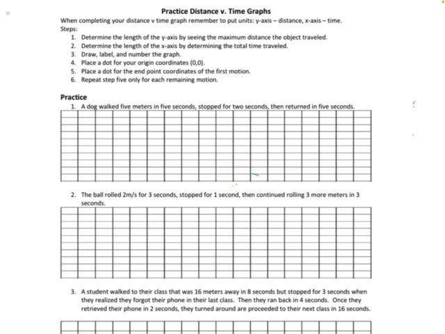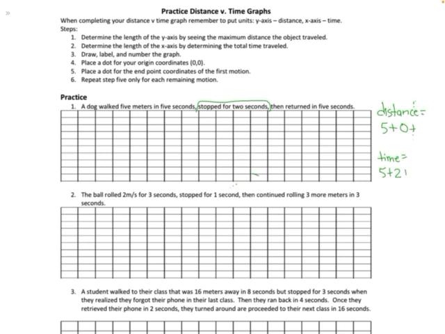Number one says a dog walked 5 meters in 5 seconds, stopped for 2 seconds, and then returned in 5 seconds. If we're following our instructions at the top, the first thing we need to look for is the distance and then the time. So if it's going 5 meters in 5 seconds, it's going a total of 5 meters to begin with, right? And it's doing that in 5 seconds. That's segment one. Segment two is right here. It says it stops for 2 seconds.